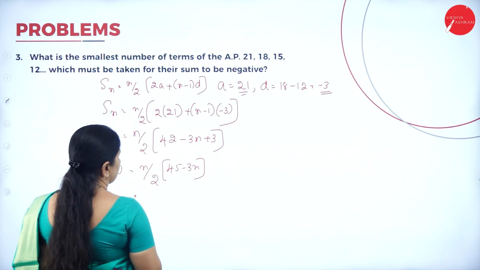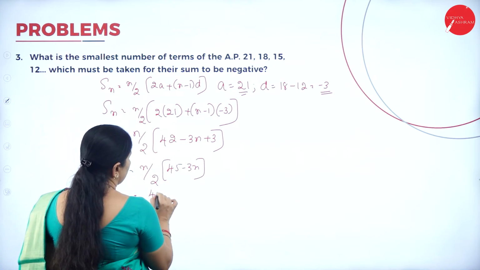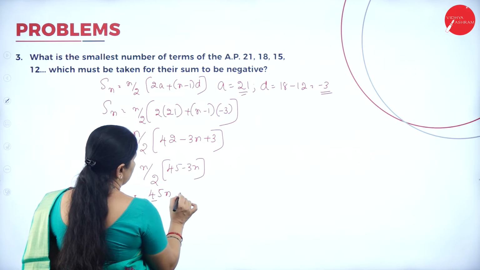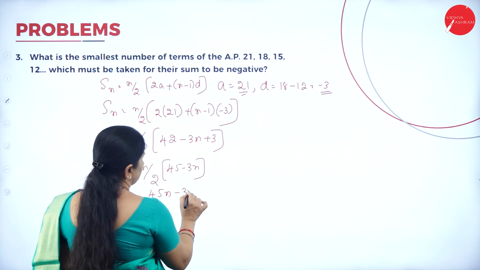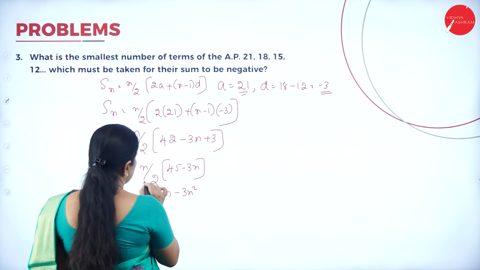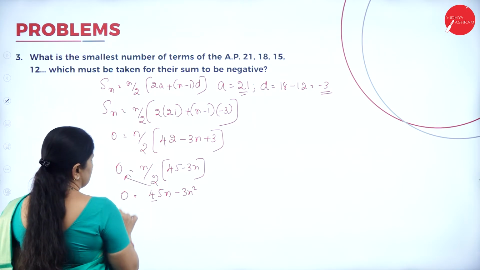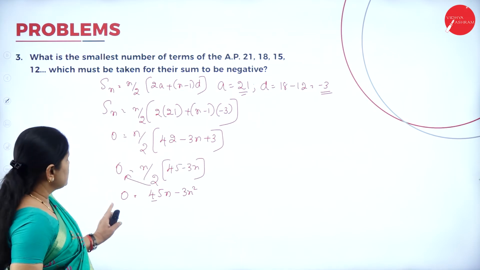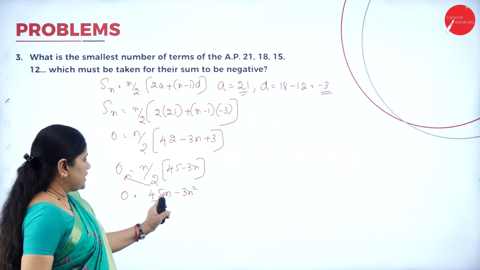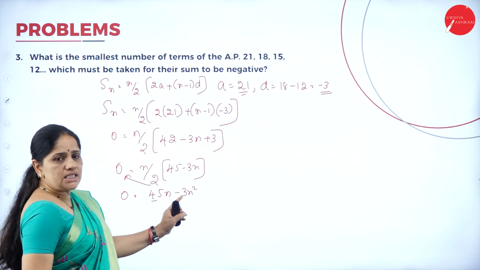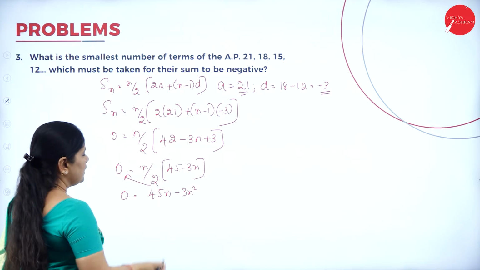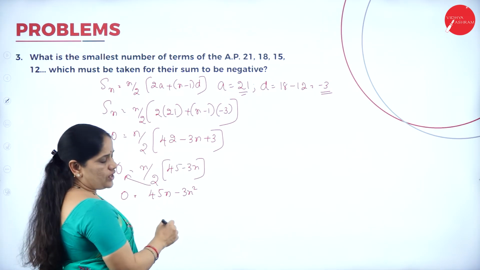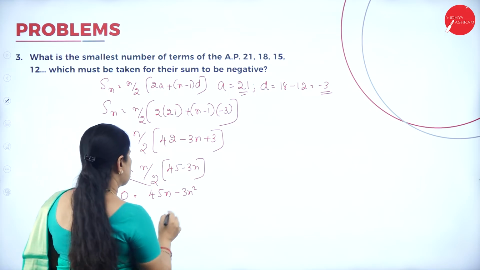So this will be equal to 45n minus 3n square. This will multiply here. So this becomes 0. So 0 into 2 is 0. 45 into n is 45n minus 3n square. Now we have 0 equals 45n minus 3n square.